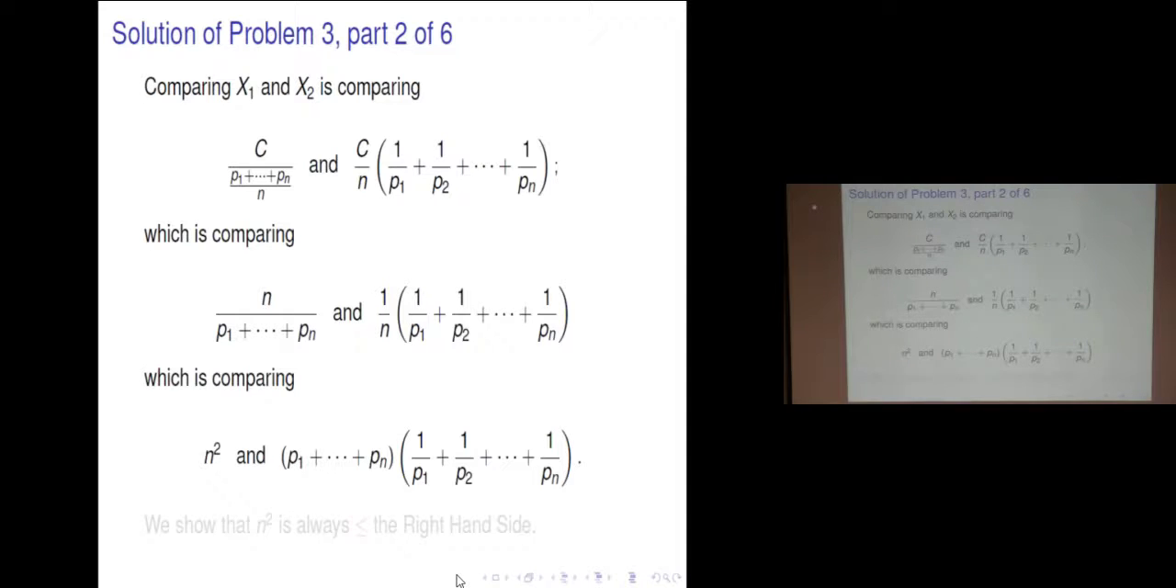This is our problem. We are going to show that n squared is always less than or equal to the product. This needs some work, it's not so clear. I hope you are with me up to here. So we turn this question into this mathematical question. We want to compare these two numbers. I want to convince you that n squared is less than or equal to this product. This requires some mathematics.